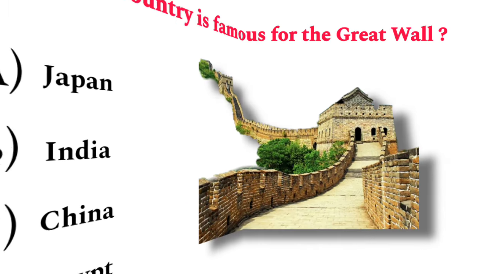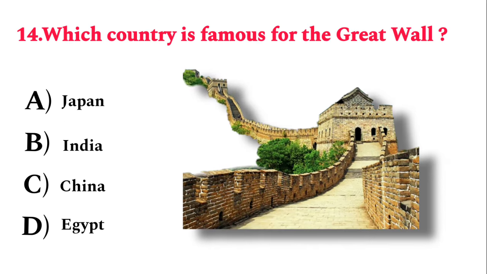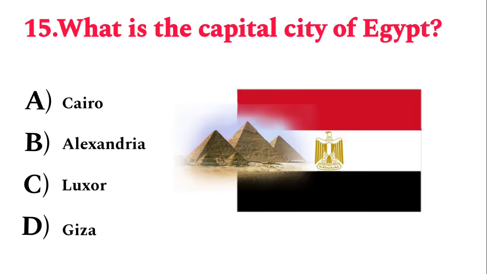Question number 14, which country is famous for the Great Wall of China? Correct answer option C, China. Question number 15, what is the capital city of Egypt? Correct answer option A, Cairo.